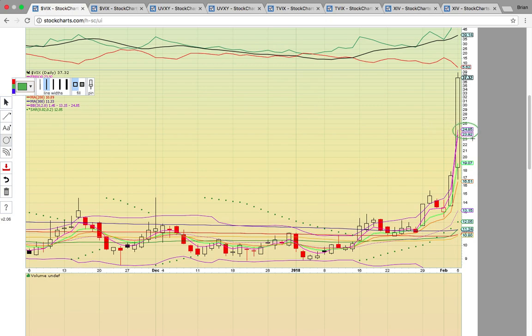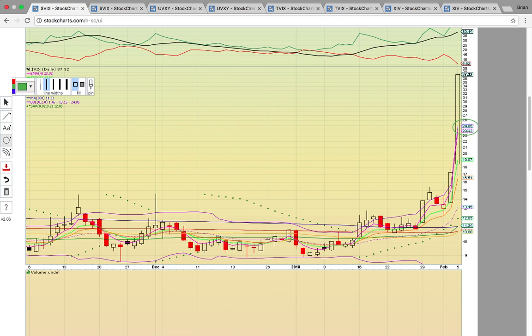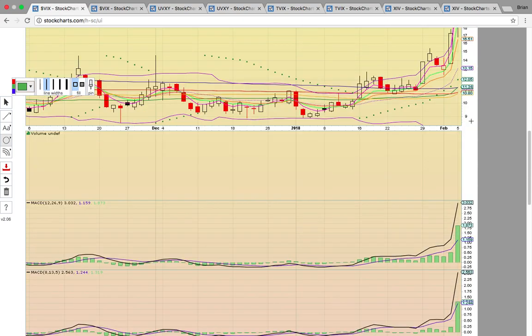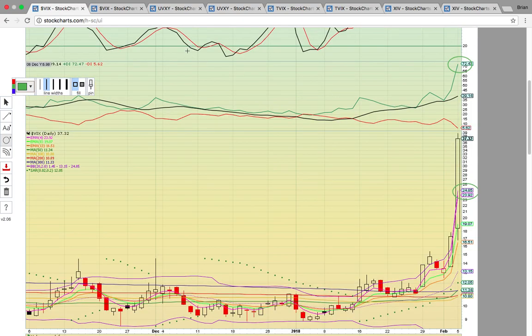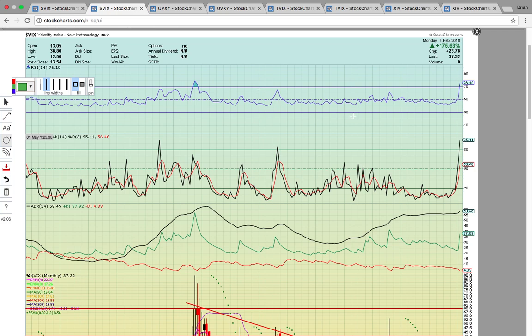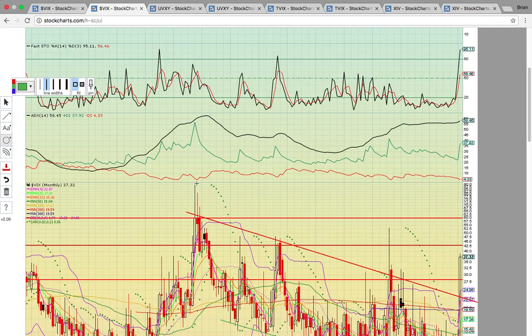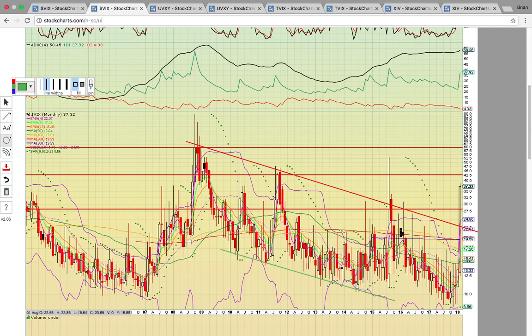On a pullback, EMA4 at 23.92 is going to be the first support level. Many times when a candle closes well above the upper Bollinger Band, the candles will work back into the bands. So this was a really big move for the VIX, and this is an historic type of move. If you look here on this monthly chart, you can see that it's above 70 right now. So the last time that it was above 70 was way back here in 2008.